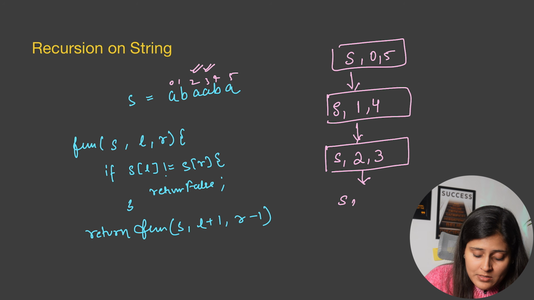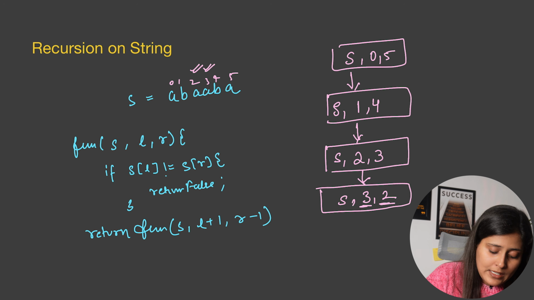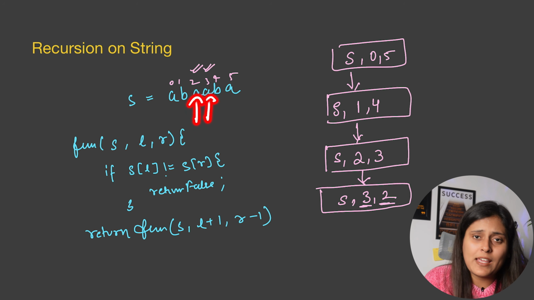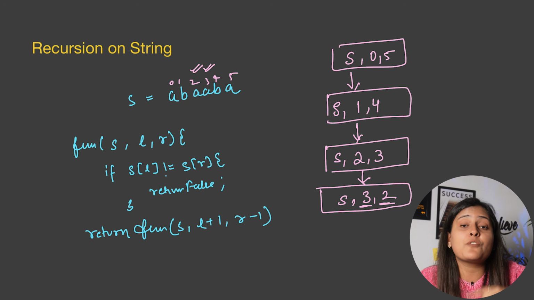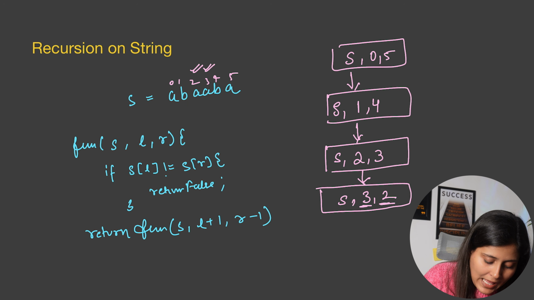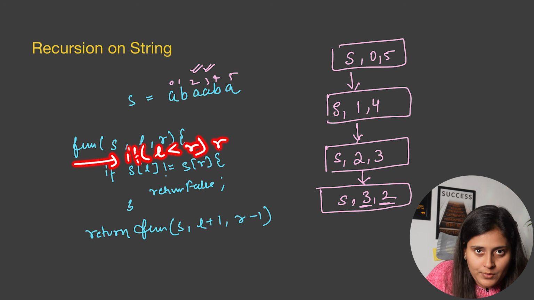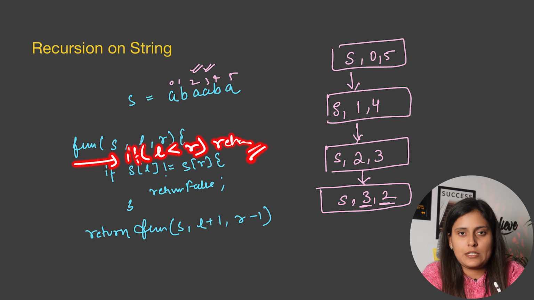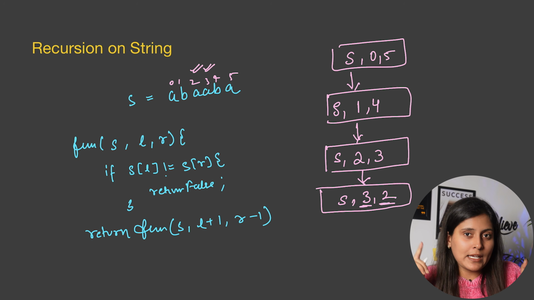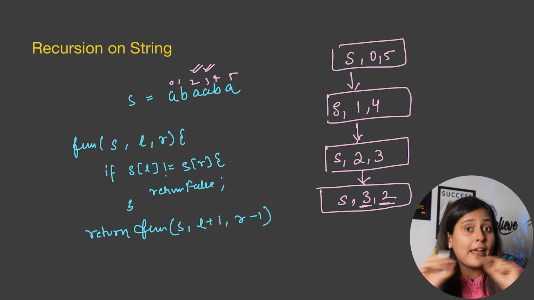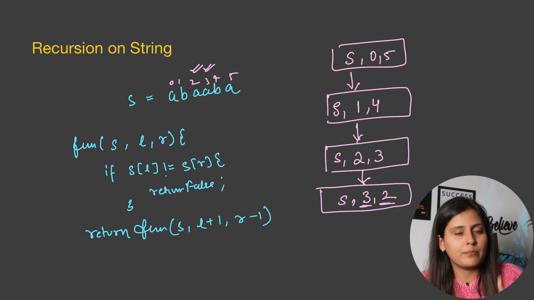Now for L+1 meaning 3 and R-1 meaning 2, at this time we can say that L has crossed R, meaning we don't need to check the left value A and this right value A because we have already checked them. So here we have to add a base case. We will add: if L is less than R, then only continue, or else just return from the function saying that we have crossed it, and return true, because if you have crossed it, it means you have checked every character and all are matching, meaning a palindrome.